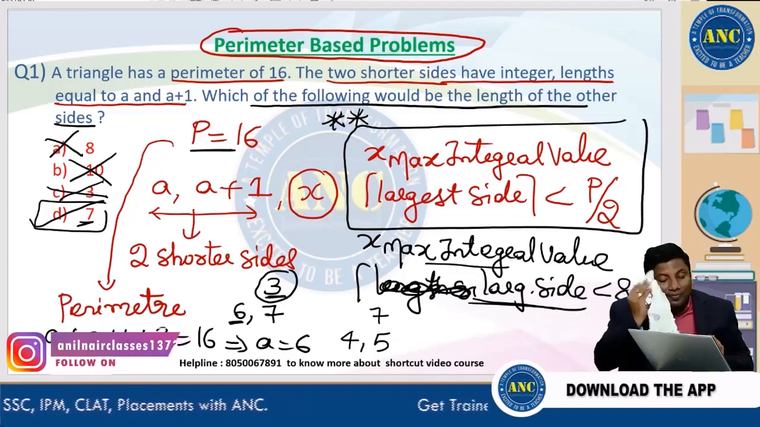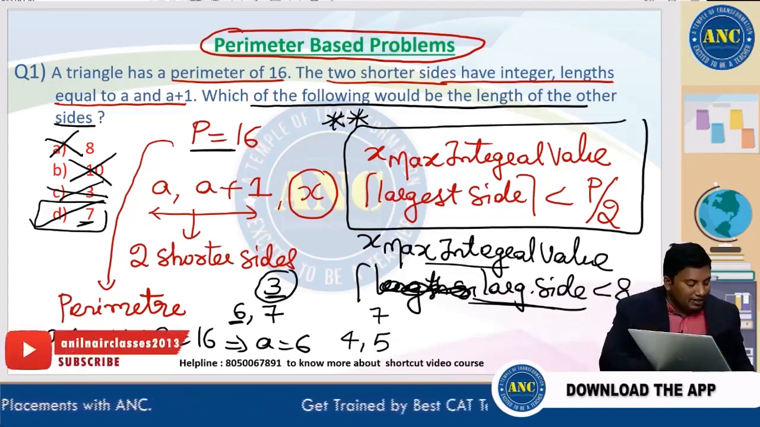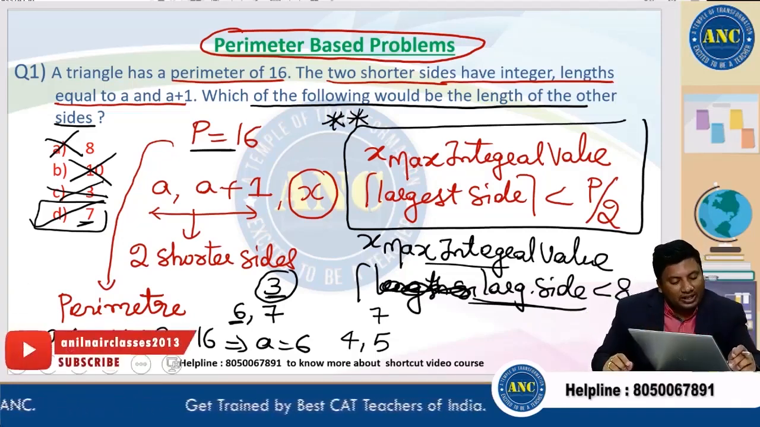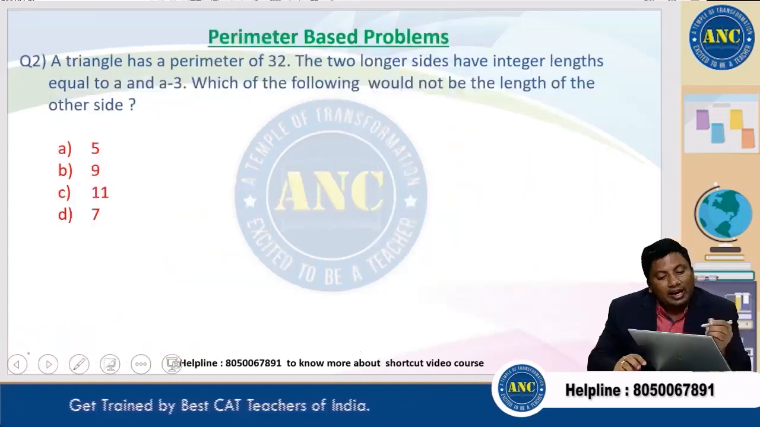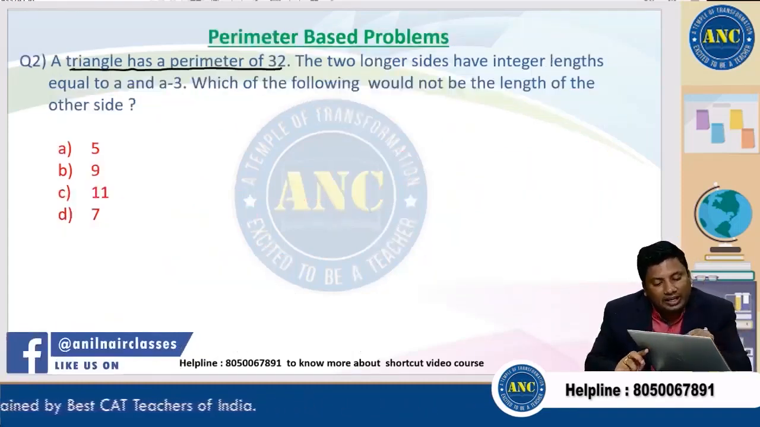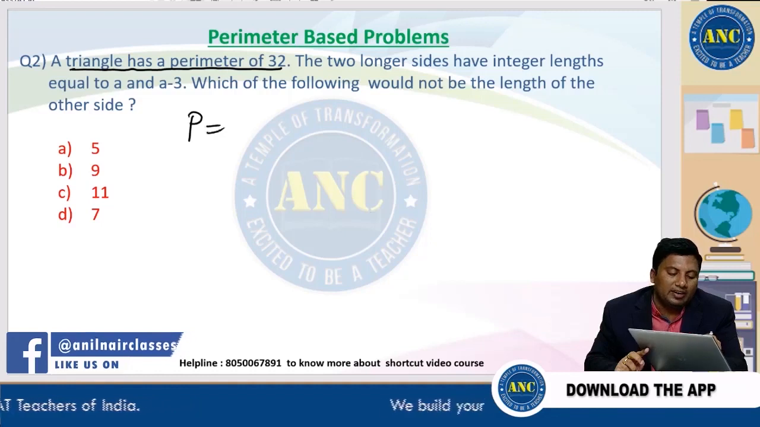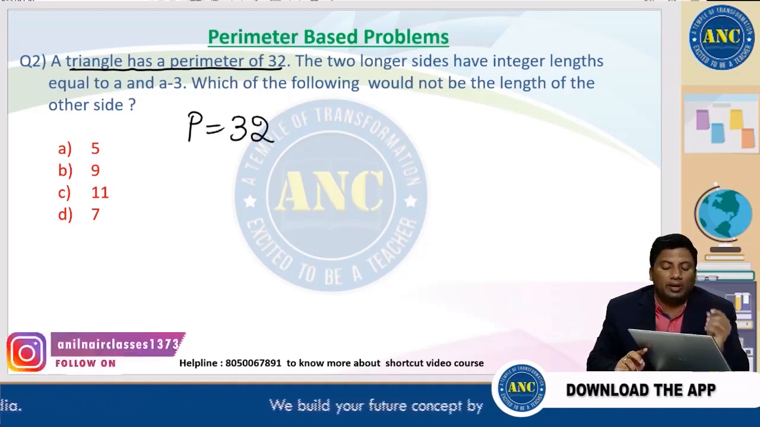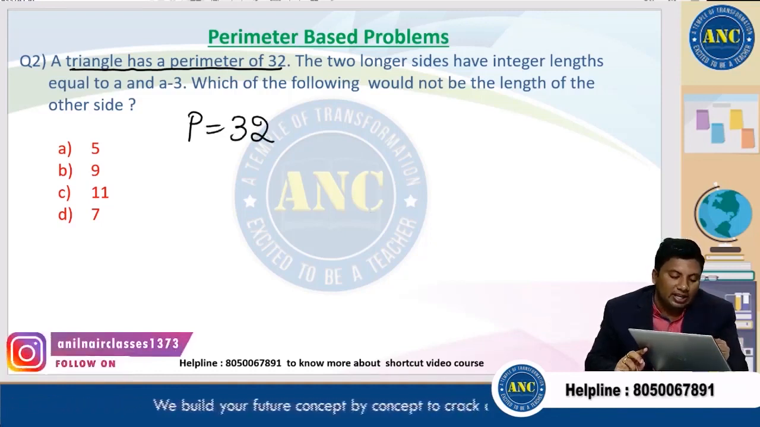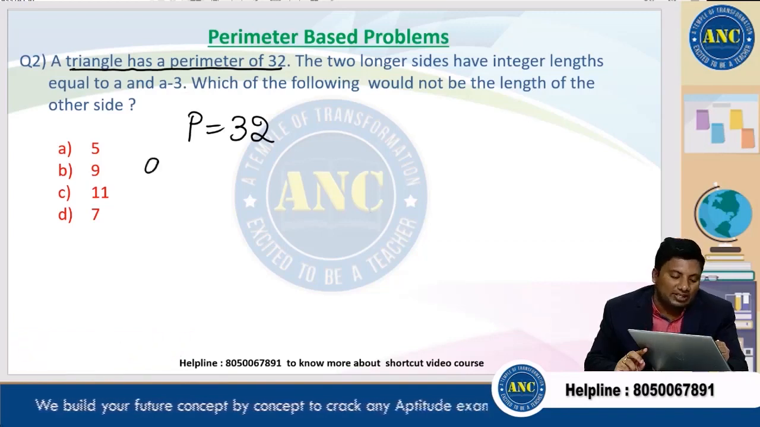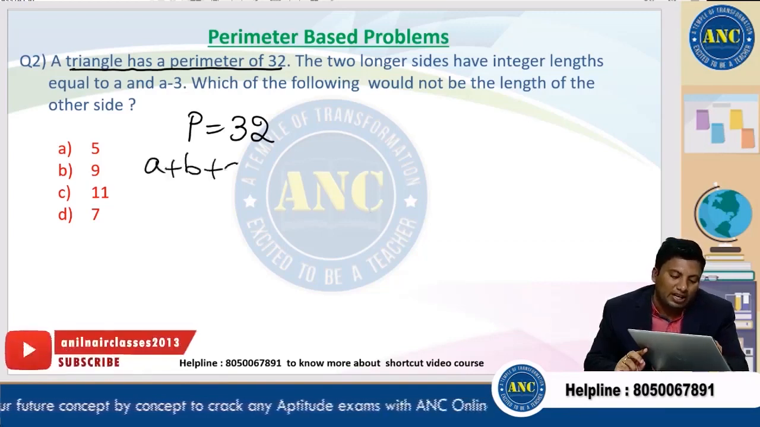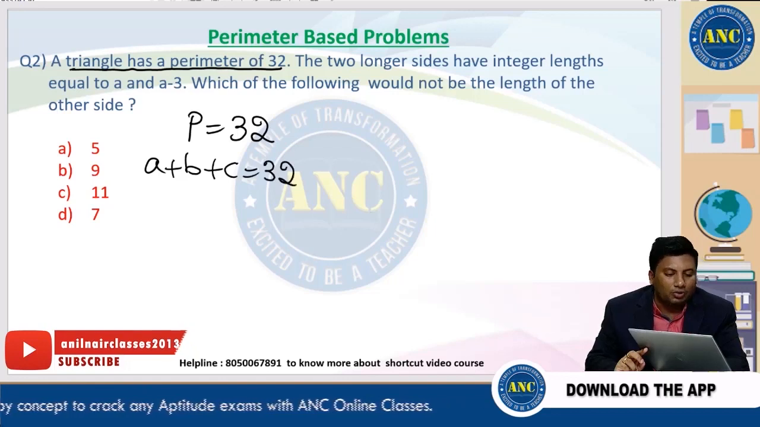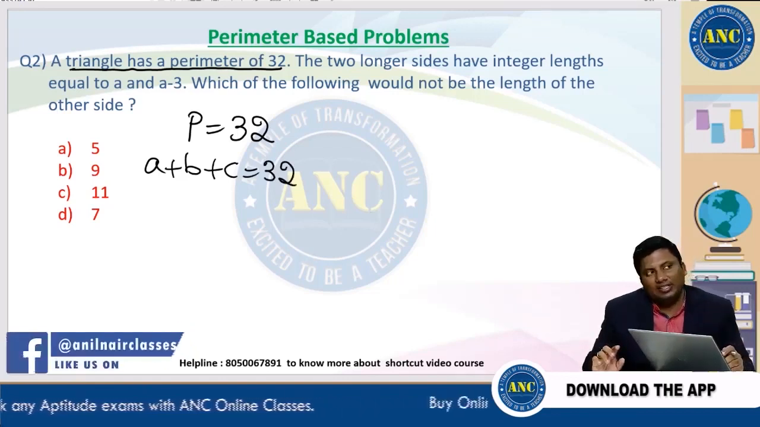Second question. First one, I hope it is clear. Second one. A triangle has a perimeter of 32. Perimeter is given as 32. What is a perimeter? Perimeter is nothing but the sum of the sides. A plus B plus C is nothing but 32. Okay, that is given. What is the second one?